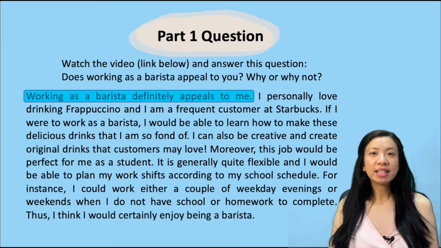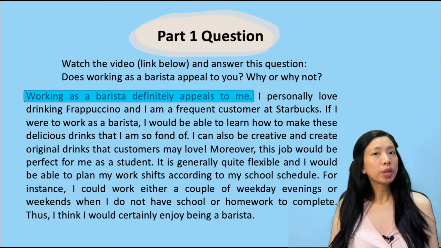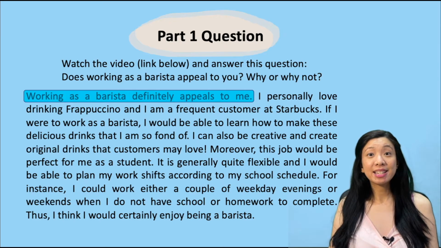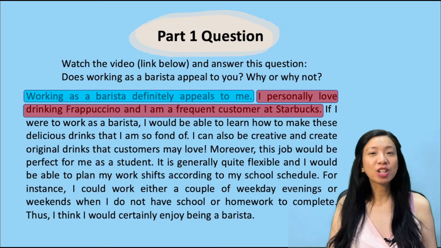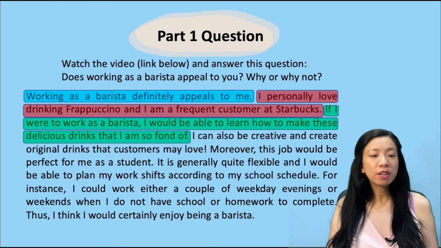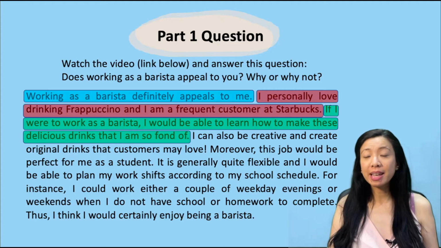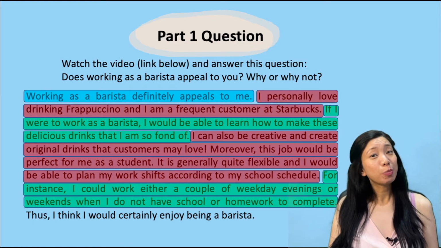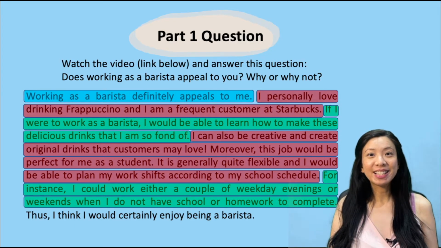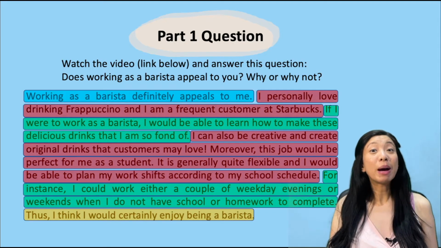So the very first sentence there, working as a barista definitely appeals to me, is my point. So here we are answering the question directly. The next sentence is my explanation, where I explain why being a barista actually appeals to me. The following sentence, if I were to work as a barista, this is my example. The next few sentences, from I can also be creative until according to my school schedule, that's a further explanation. And the next one is pretty obvious because of the words for instance. So it's definitely an example. And finally, the very last sentence is my link.